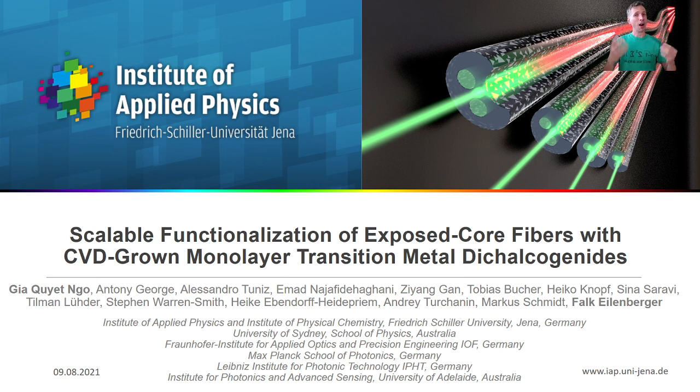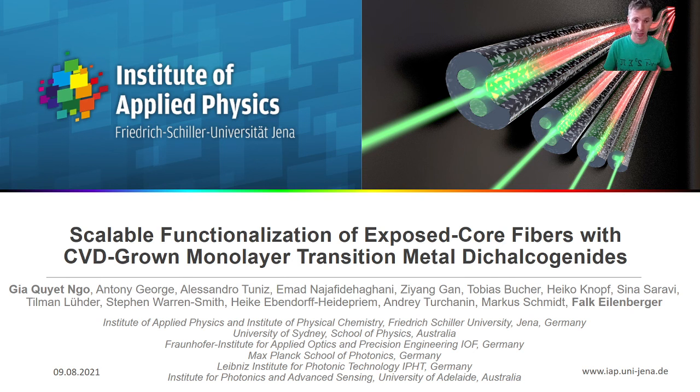So, after all these very interesting and fancy materials which have been introduced in the preceding talks, I would like to introduce yet another material system for you today. These material systems are so-called transition metal dichalcogenides, which are a class of monolayer system. I will specifically look into a pathway towards optical applications for these materials. So my name is Falk Eilenberger.